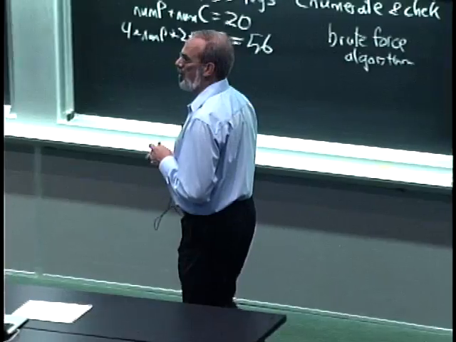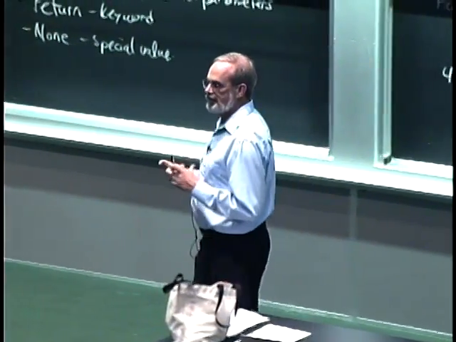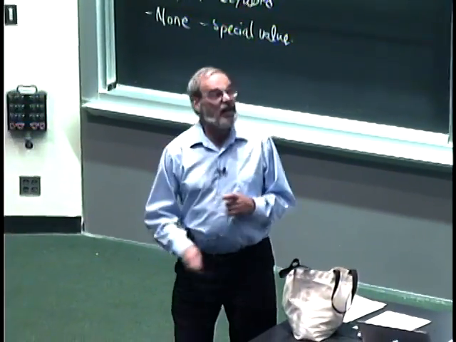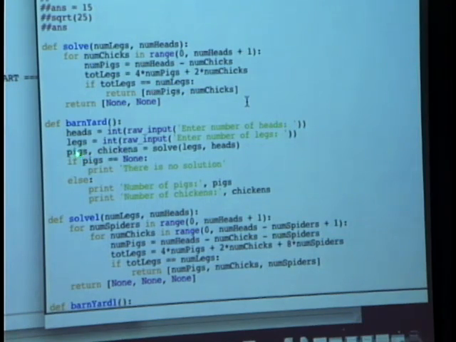Now, what do I know about solve? It is going to give me back a tuple, a collection of 2 things. And so check out the syntax. I can give 2 names which will get bound to the 2 parts of that return tuple. Pigs will be the first part, chickens will be the second part.